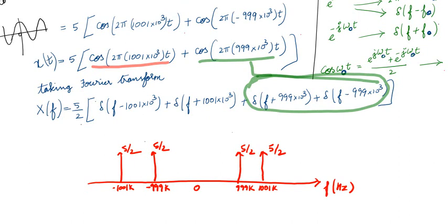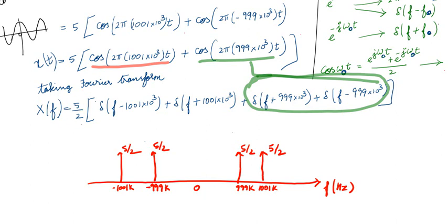Now we can clearly say what frequencies are present. Delta of f minus 1001 into 10 to the power 3: for what value of f inside the bracket does it become 0? We know delta 0 only exists. So what is the frequency component? Here it is 1001 into 10 to the power 3. Here it is minus 1001 into 10 to the power 3. Here it is minus 999 into 10 to the power 3. Here it is plus 999 into 10 to the power 3. So we have 4 frequency components and the amplitude is 5 divided by 2, which is 2.5.